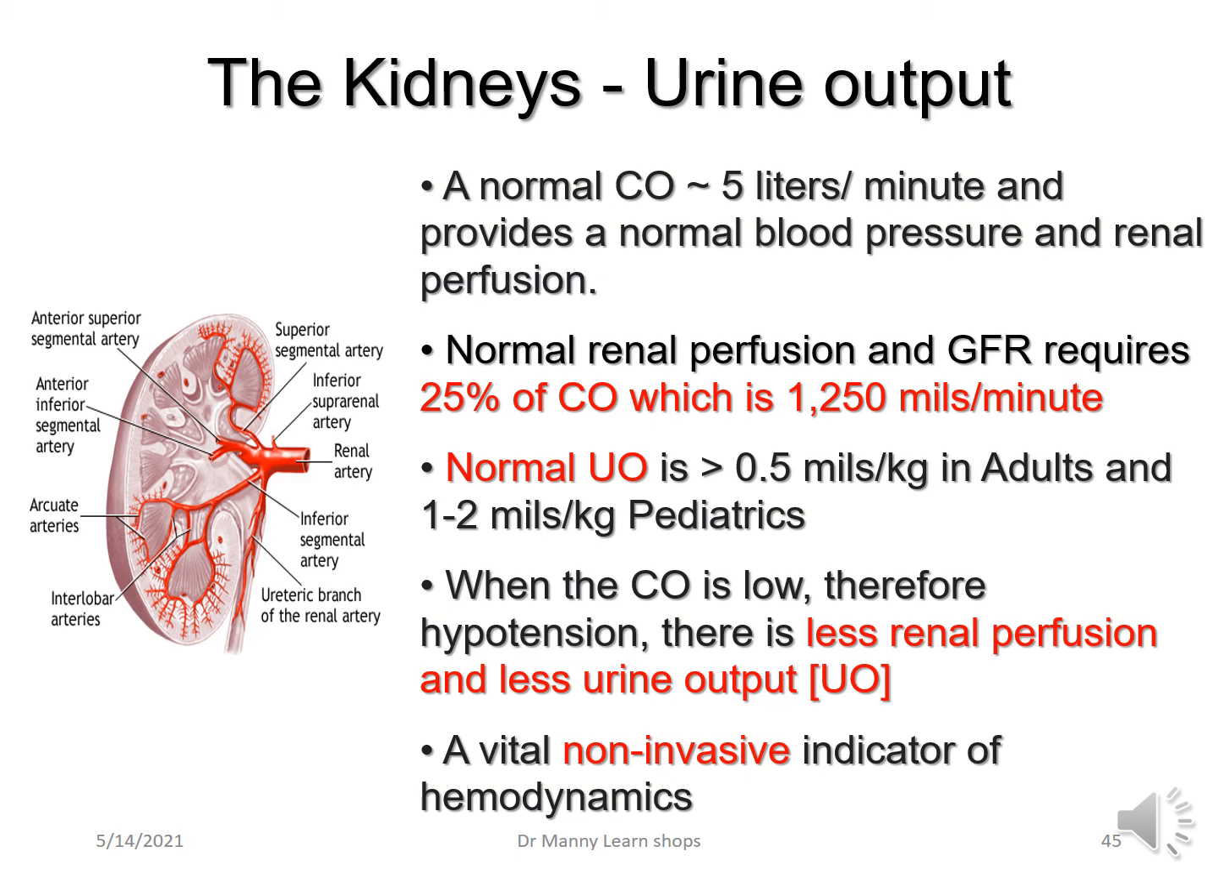Normal urine output in an adult is approximately 0.5 to 1 mil per kg in adults and about 1 to 2 mils per kg in pediatrics, with normal, typical oral intake. When the cardiac output is low, because of hypotension, there's less renal perfusion and a lower glomerular filtration rate, and therefore you produce less urine. So urine output is a vital non-invasive indicator of hemodynamics. If you're in a clinical area and want to use this as a tool, it's probably better to have a urinary catheter in, because waiting for a patient to pass urine may not be as accurate.